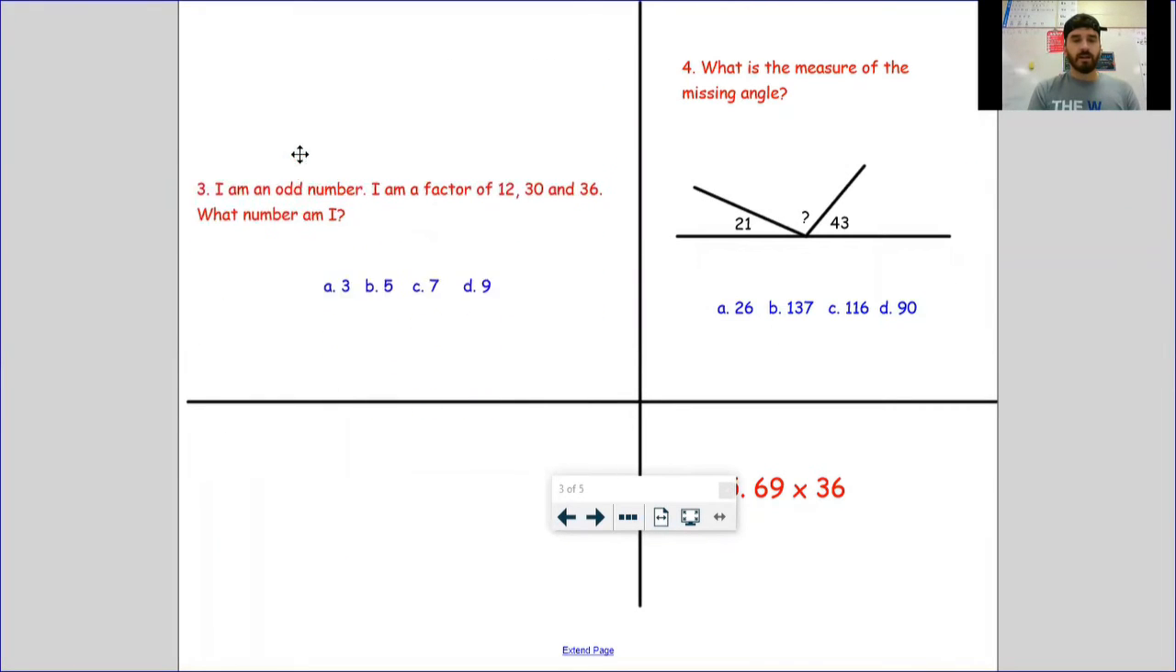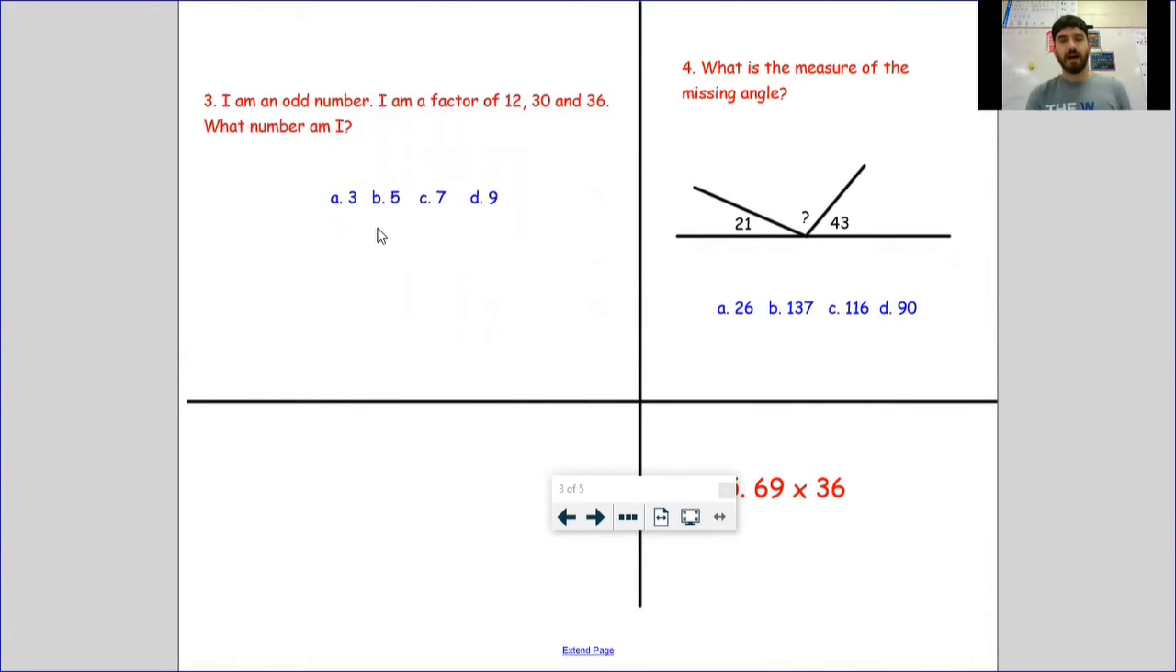All right, looking at number 3, it says I'm an odd number. Again, you can stop right there and go ahead and see if we can get some answer choices out of the way. And if I'm looking at 3, 5, 7, and 9, unfortunately, they are all odd, so can't make that one much easier. But our answer choices have to be a factor of 12, 30, and 36. So we got to figure out what the number is.